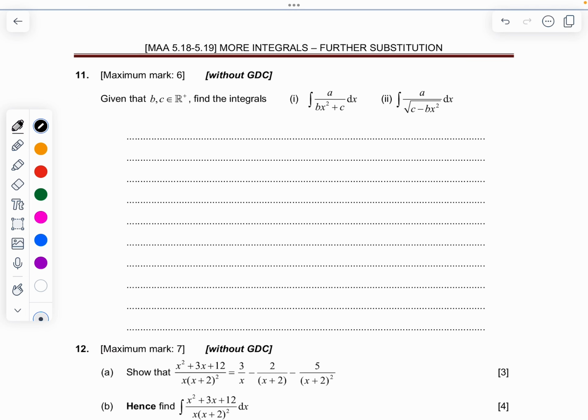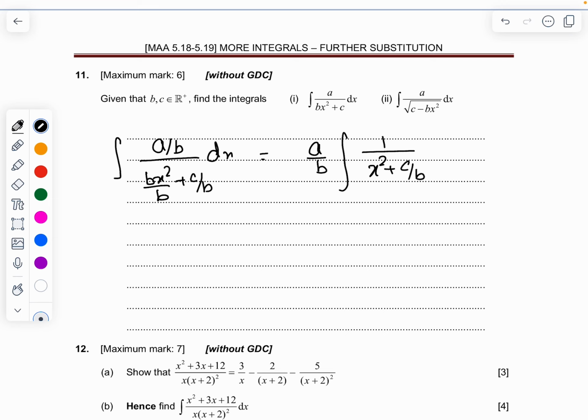Question number 11. Find the integrals of this one. A upon bx square plus c. This is a tricky question. A upon, I take b common. So what am I going to do? Divide the numerator by b and denominator by b. C upon b. So it becomes a upon b, a number, outside, 1 upon x square plus c upon b dx. So what does that become?